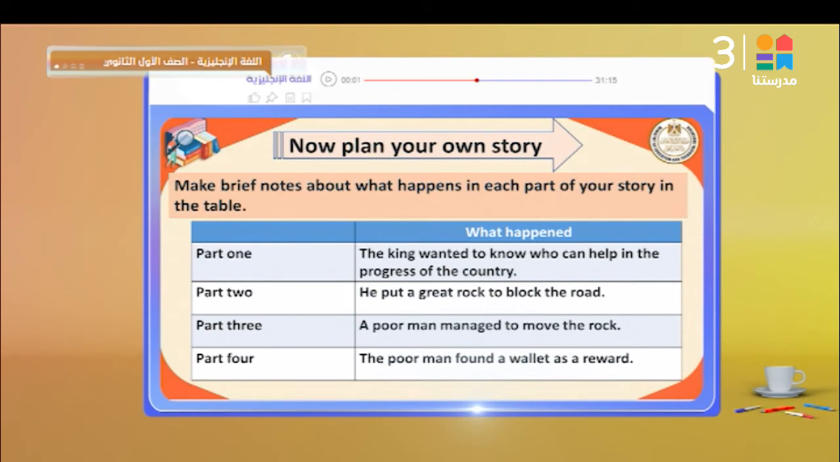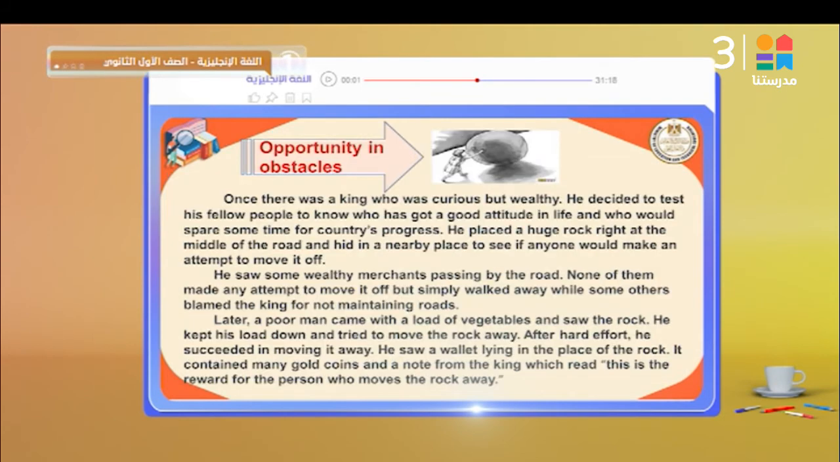This is a suggestion for you. You can do this in any story you want to write. For example, we have here a story which I called opportunity in obstacles. What does opportunity in obstacles mean? It means we can find our luck or our chance in the obstacles. Obstacle means hardships, difficulties. As we see in the picture, there is a big rock and someone is trying to remove this rock.